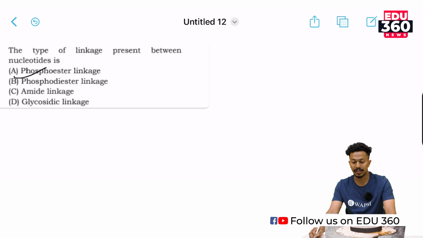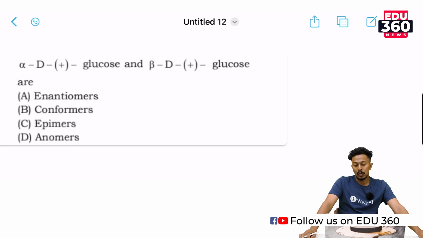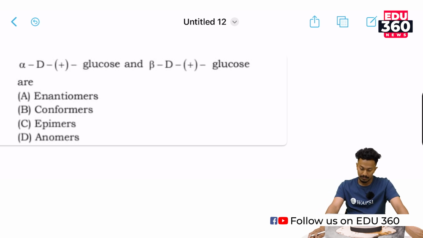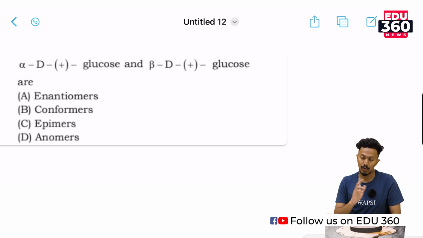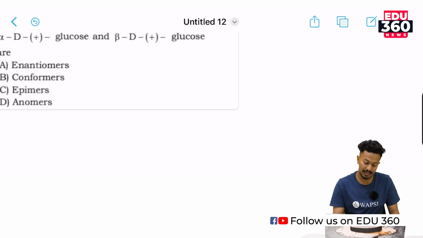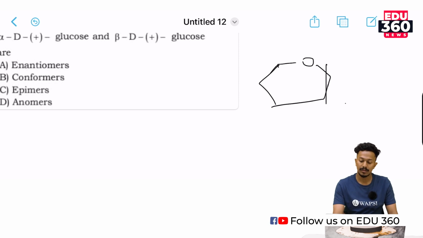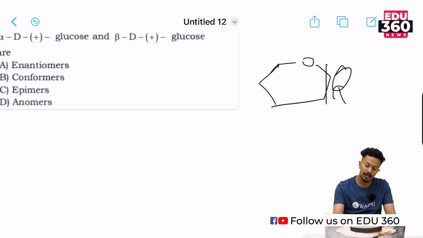Phosphodiester linkage. And our next question is: alpha D plus glucose and beta D plus glucose are what kind of isomers? Enantiomers, conformers, epimers, or anomers? As we see, both these D glucose molecules contain an anomeric carbon, and this carbon right here is the anomeric carbon, because it has the capacity to link the other side of a pentose sugar to form a glycosidic linkage. So this is the anomeric carbon.